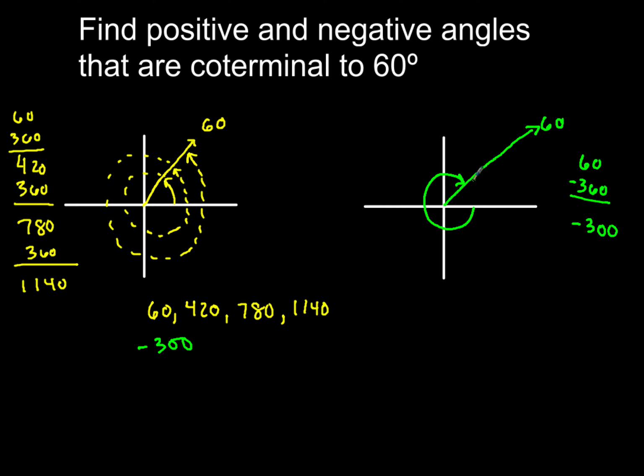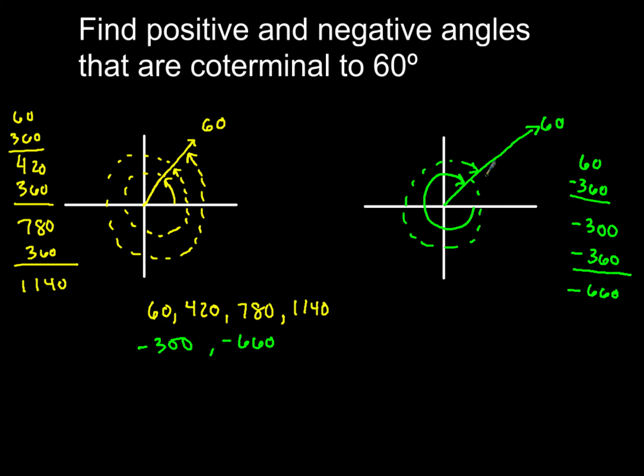But say I wanted to go around and around one more time to get to that same location. Well, I just made one more revolution, or went around another 360 degrees in a negative direction. So that would give me a total of negative 660 degrees. So negative 660 degrees is another coterminal angle.